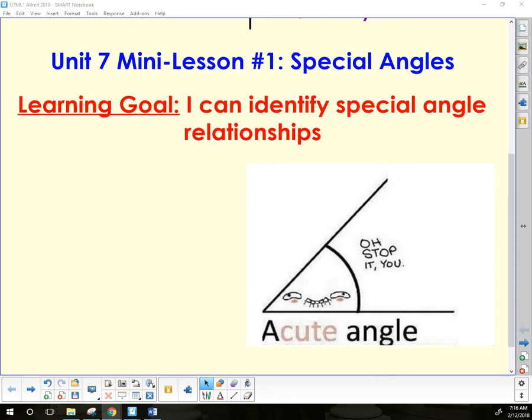Unit 7 is all about angles, triangles, and polygons, and today we're going to get started with our foundation of knowledge talking about special angles. By the end of today's class, in small groups, you should be able to identify special angle relationships.